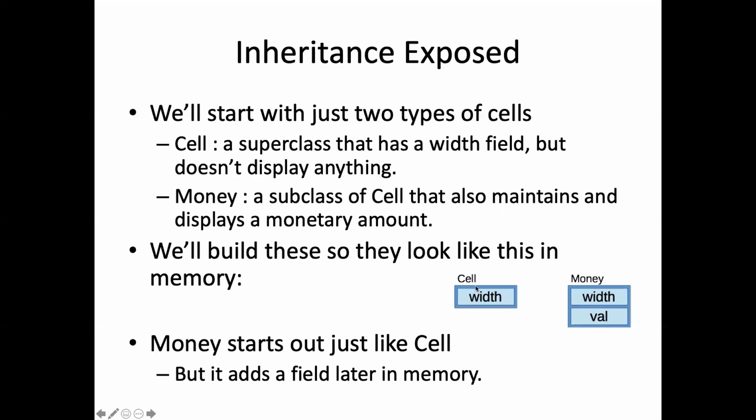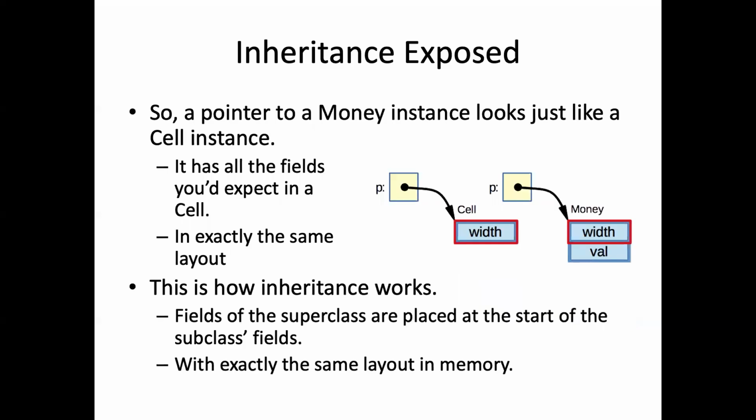Cell will just have a width field, and that'll be its first field. Money will have a width field, and it'll also be its first field, but it'll have some extra stuff. If it needs additional fields, like its value field, we'll just lay out the struct so that comes after the width field. Why is this a good idea?